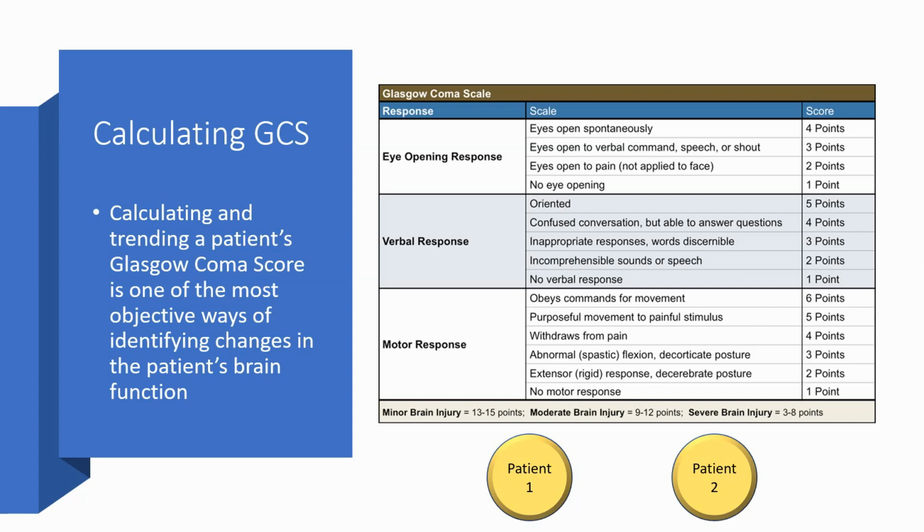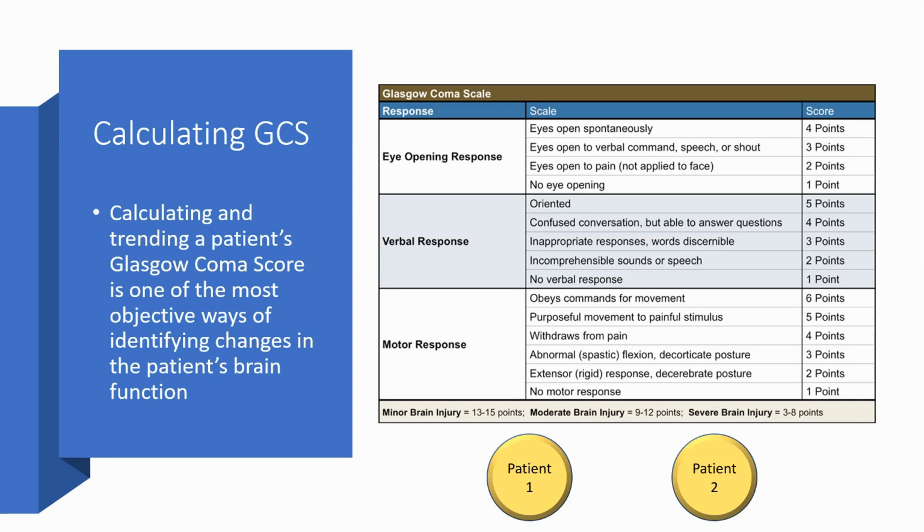Looking then at motor response, right? We have abnormal flexion or decorticate posture, or extension or decerebrate posture, for 3 points and 2 points respectively. In those situations, I always have people say, well, what happens if they're posturing and they're decorticate on one side and decerebrate on the other? And that actually is possible.